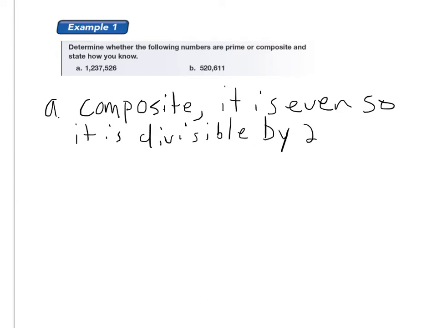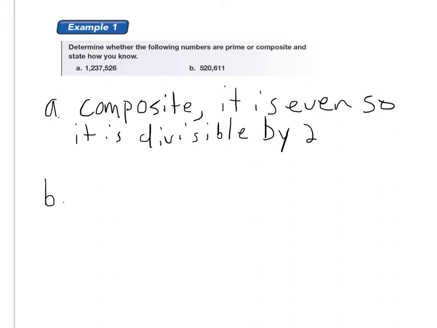Alright, well that was easy enough. How about B? Again, I'm looking for the easy test first. It doesn't end in 0, so 10 won't go into it. It doesn't end in 5, so 5 won't go into it. It's not an even number, so 2 won't go into it. So then I like testing the 4 test. That said, if the last 2 digits are divisible by 4, well, I can't take 11 divided by 4. Alright, so I'm already down to 3? And it can't be divisible by 6 either, because 2 didn't go into it.